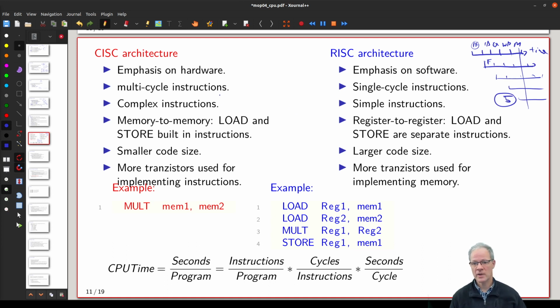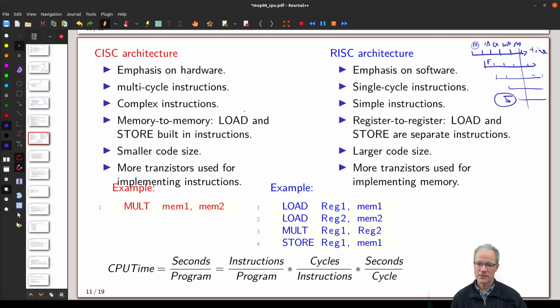While in CISC architecture, you may need multiple cycles for some instructions to finish. For example, if you are copying a string and the string has 100 bytes, then you're going to need at least 100 cycles for it to finish. Complex instructions for CISC architecture versus simple instructions. We did talk about that.